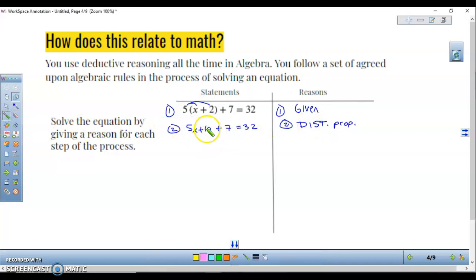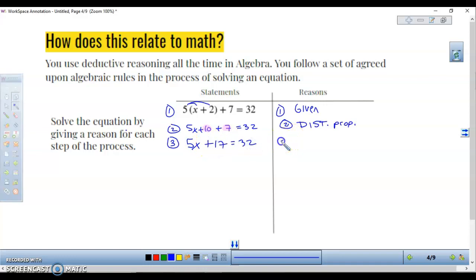All right, next thing, if I ask you what to do, hopefully you'd say, hey, let's combine that 10 and 7, because your algebra teacher taught you you're allowed to combine like terms. So that would be 5x plus 17 is equal to 32. And all we did was we followed an agreed upon rule that you're allowed to combine like terms. I'm just going to abbreviate it with an acronym if that's all right.